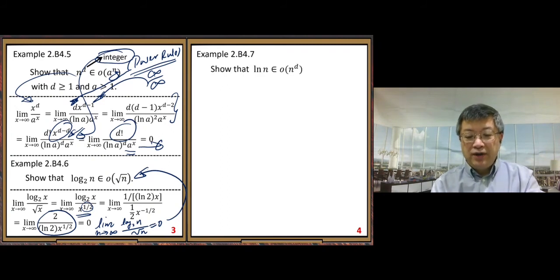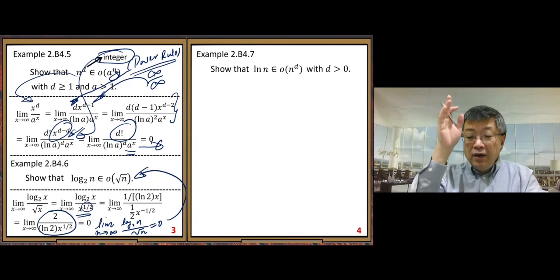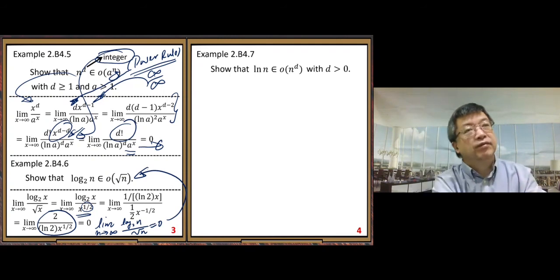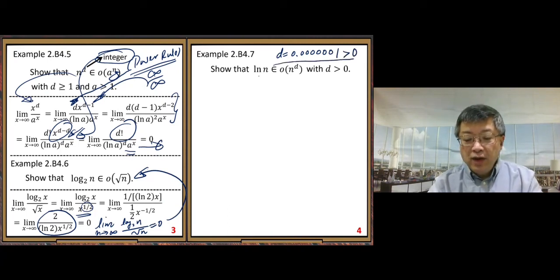Show that natural log of n belongs to little o of n to the dth power. So what is that d? We only require d greater than 0. If d is greater than 0, then natural log of n has a smaller order of growth than the n to the dth power function, even though d could be very small. You can imagine d could be 0.000001, because it is still positive. Even if d is this small, natural log of n still cannot compete in growth with this function.